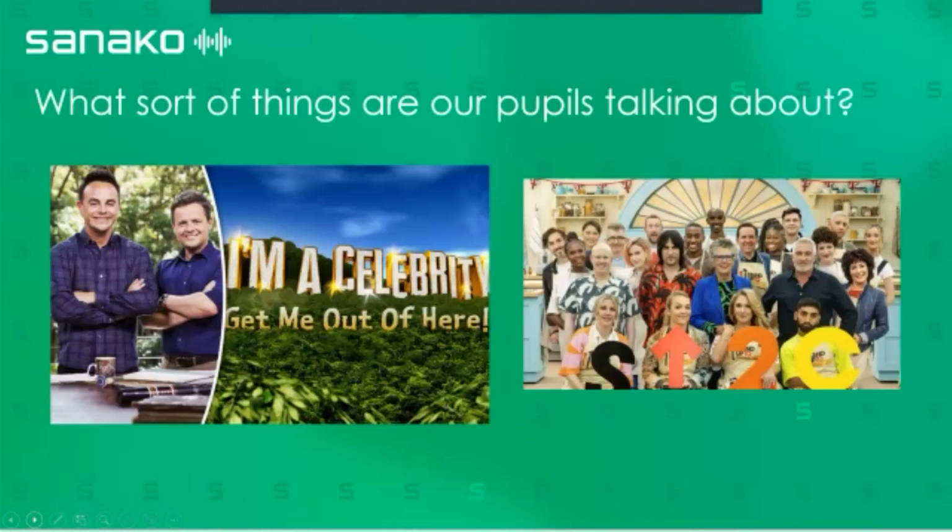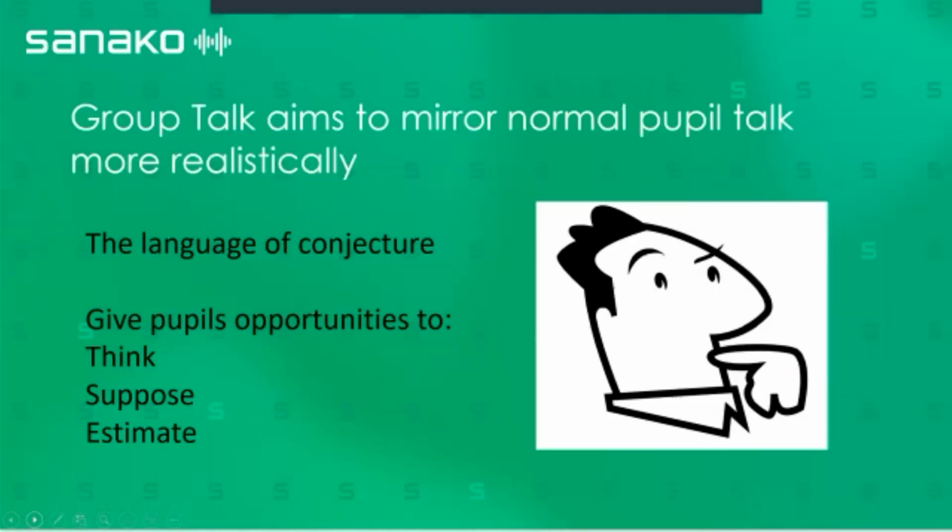And I think it's a good idea to think about what sort of things our pupils are talking about themselves, not in a foreign language, but when they're just chatting at break and at lunchtime. What sort of things are they chatting about? And can we then encourage them to be talking about this in the foreign language that they're learning? And group talk aims to try and mirror this normal pupil talk more realistically. Obviously, it's not going to be perfect, and give students the ability to use the language of conjecture. So they're going to think, suppose, perhaps guess.